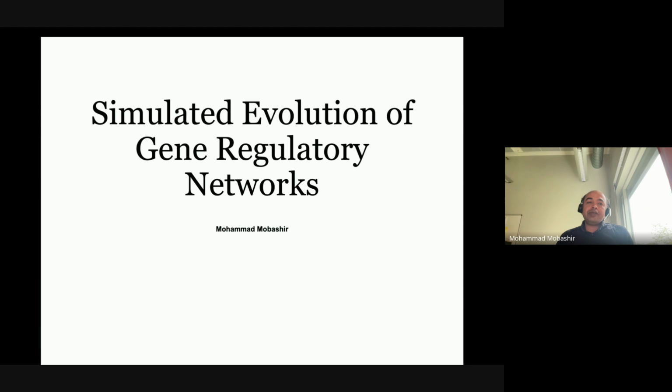So the title is Simulated Evolution of Gene Regulatory Networks. That means here we have a small system of genes, that is a network of some certain number of genes, and then evolution simulated, that is via simulation. So basically this is a kind of understanding.